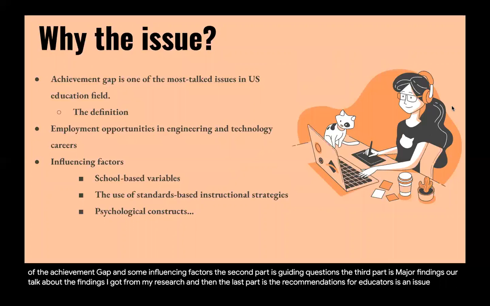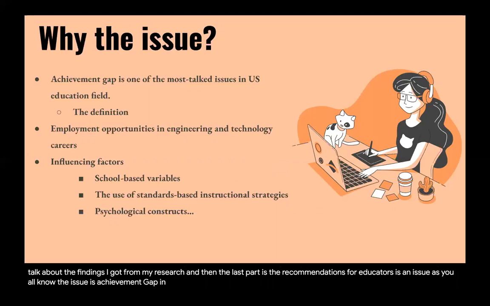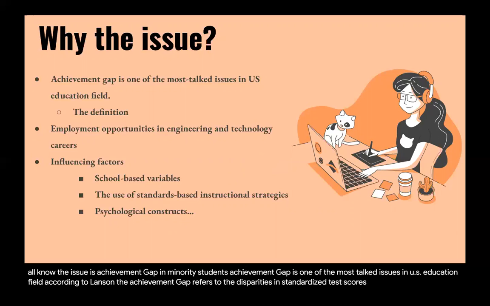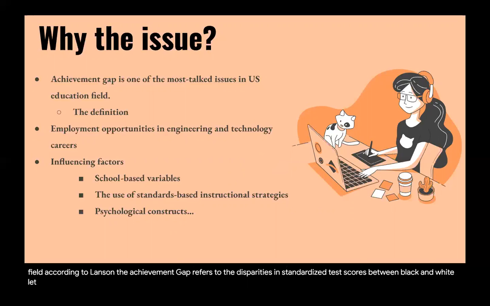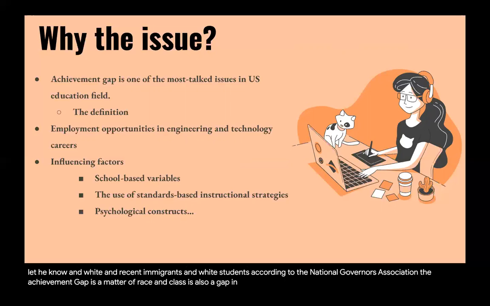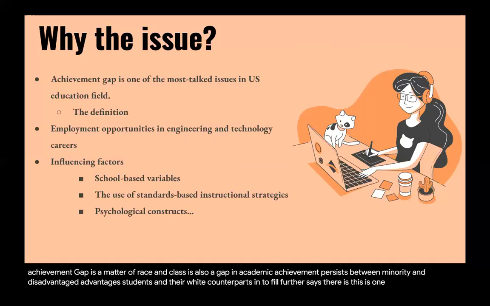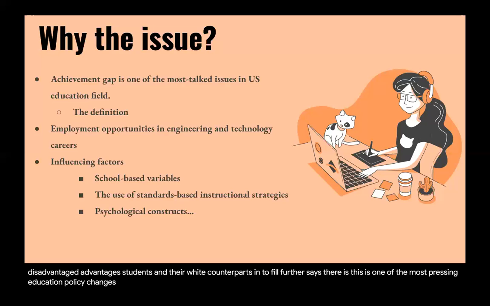Why this issue? As you all know, the issue is the achievement gap in minority students. The achievement gap is one of the most talked about issues in the U.S. education field. According to Lansing, the achievement gap refers to the disparities in standardized test scores between Black and white, Latino and white, and recent immigrant and white students. According to the National Governors Association, the achievement gap is a matter of race and class. It is also a gap in academic achievement that persists between minority and disadvantaged students and their white counterparts. In a further sense, this is one of the most pressing education policy challenges that states currently face.